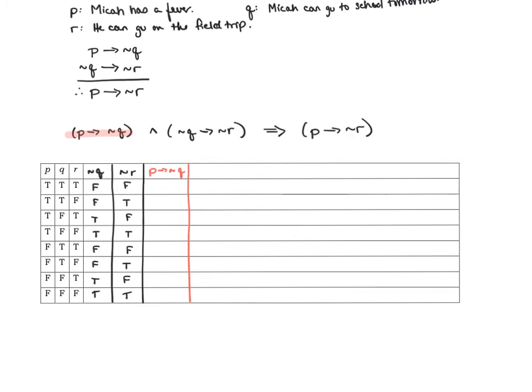All right, so we are now going to be looking at column P, this one here, and my column not Q, this one here. Again, an if-then, the only time an if-then is false is if we have an if true then false. Okay, so I see an if true then false in the first row and an if true then false in the second row. Those are the only if true then falses, so that means all the rest of these are going to be true. Okay. Now, as before, I'm going to go ahead and erase my columns here.